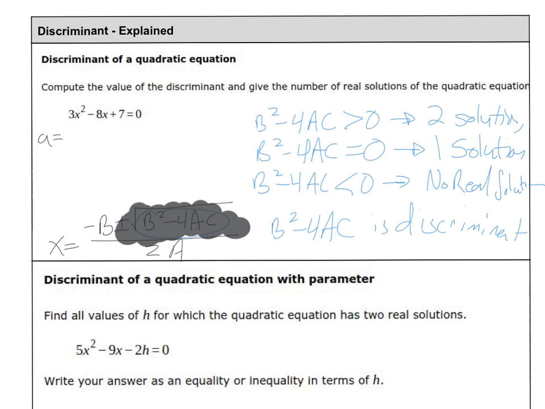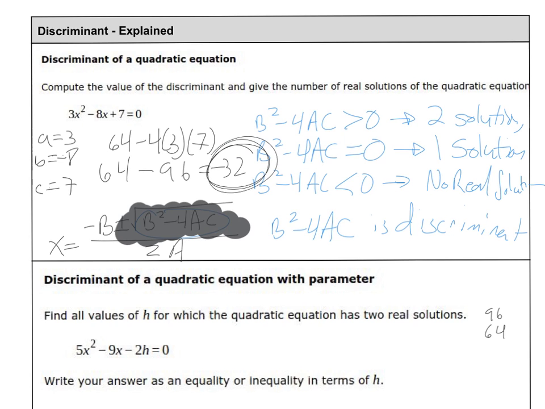So since a equals 3 and b equals negative 8 and c equals 7, then b squared minus 4 times a times c is going to be 64 minus 96, which is equal to negative, I think, 32? Negative 32. So since that's the value of the discriminant, and since it is less than 0, I'll say there are no real solutions.